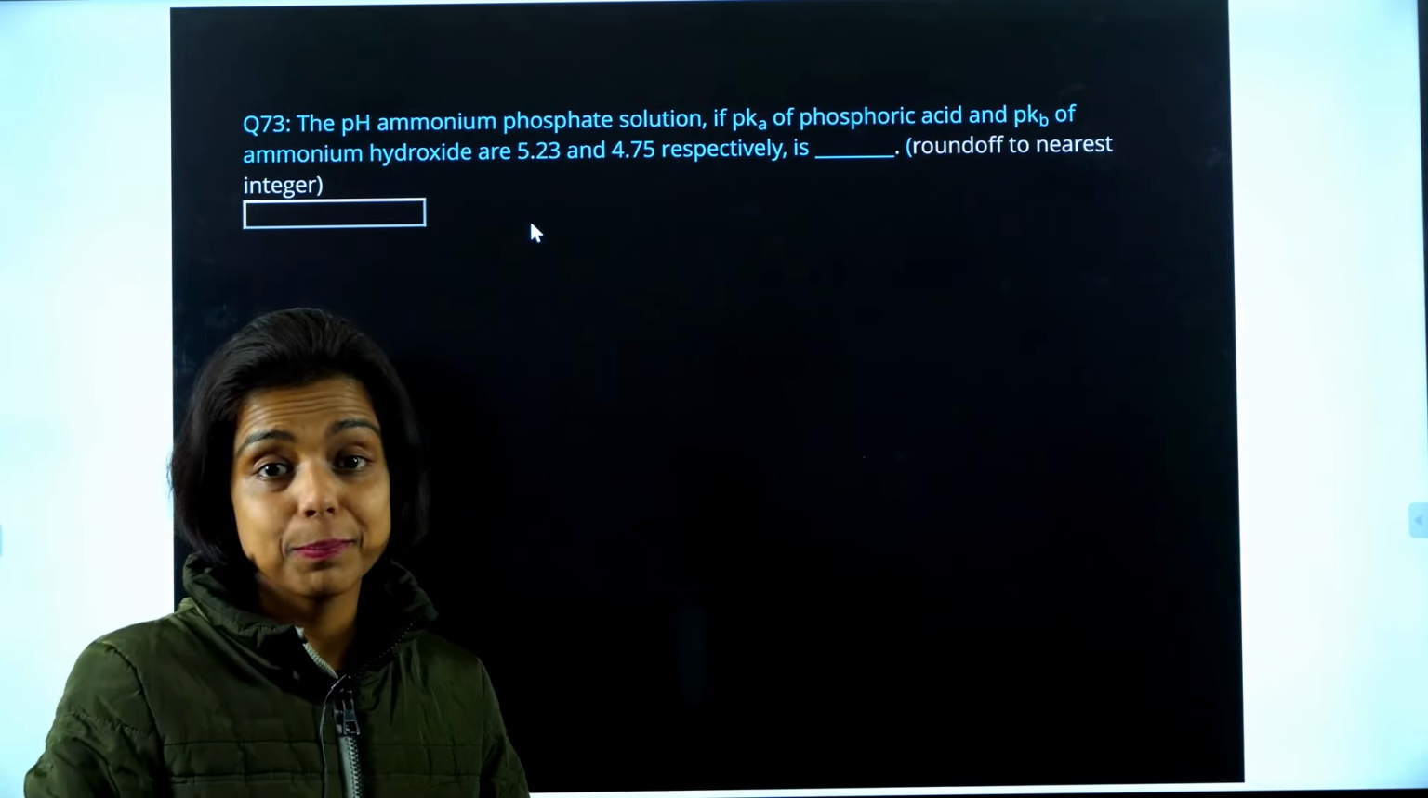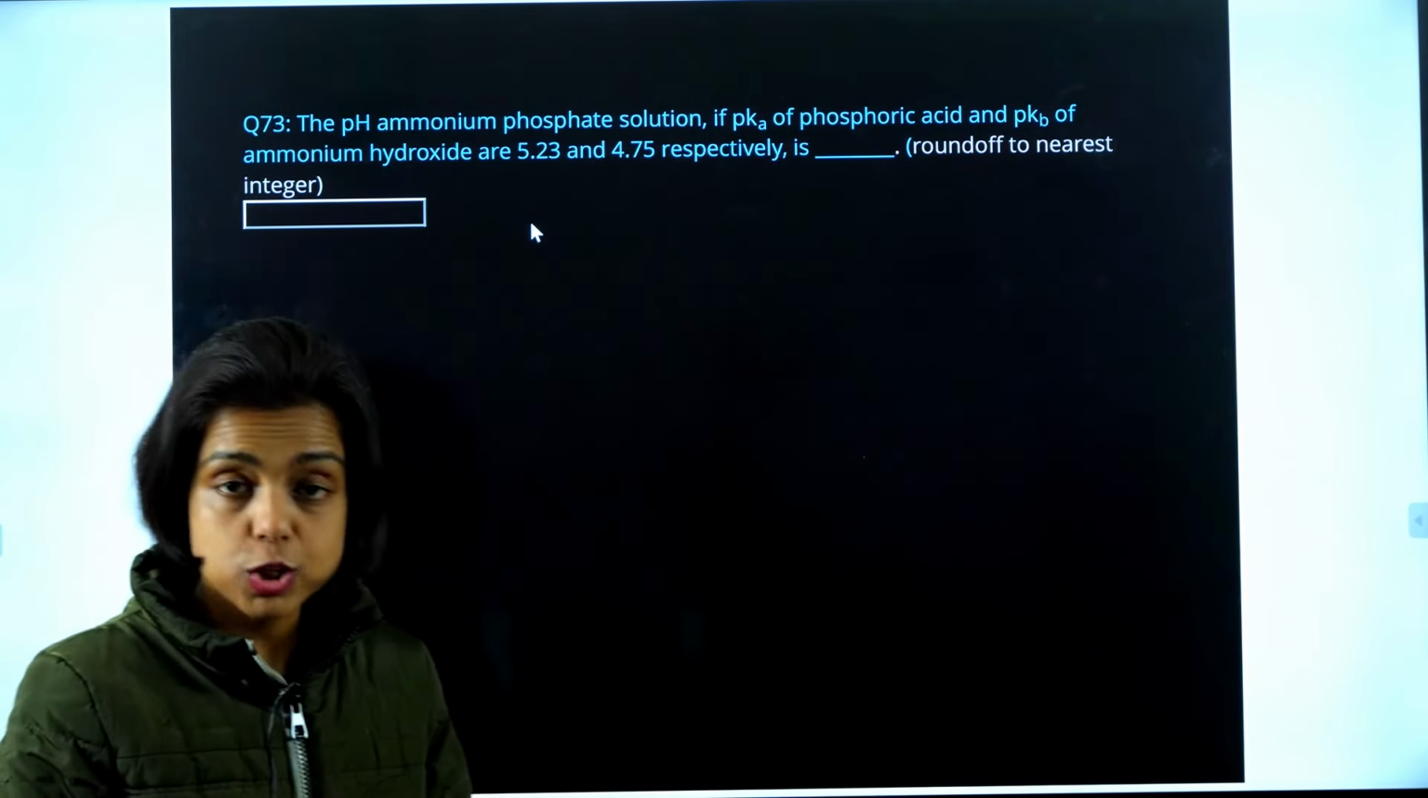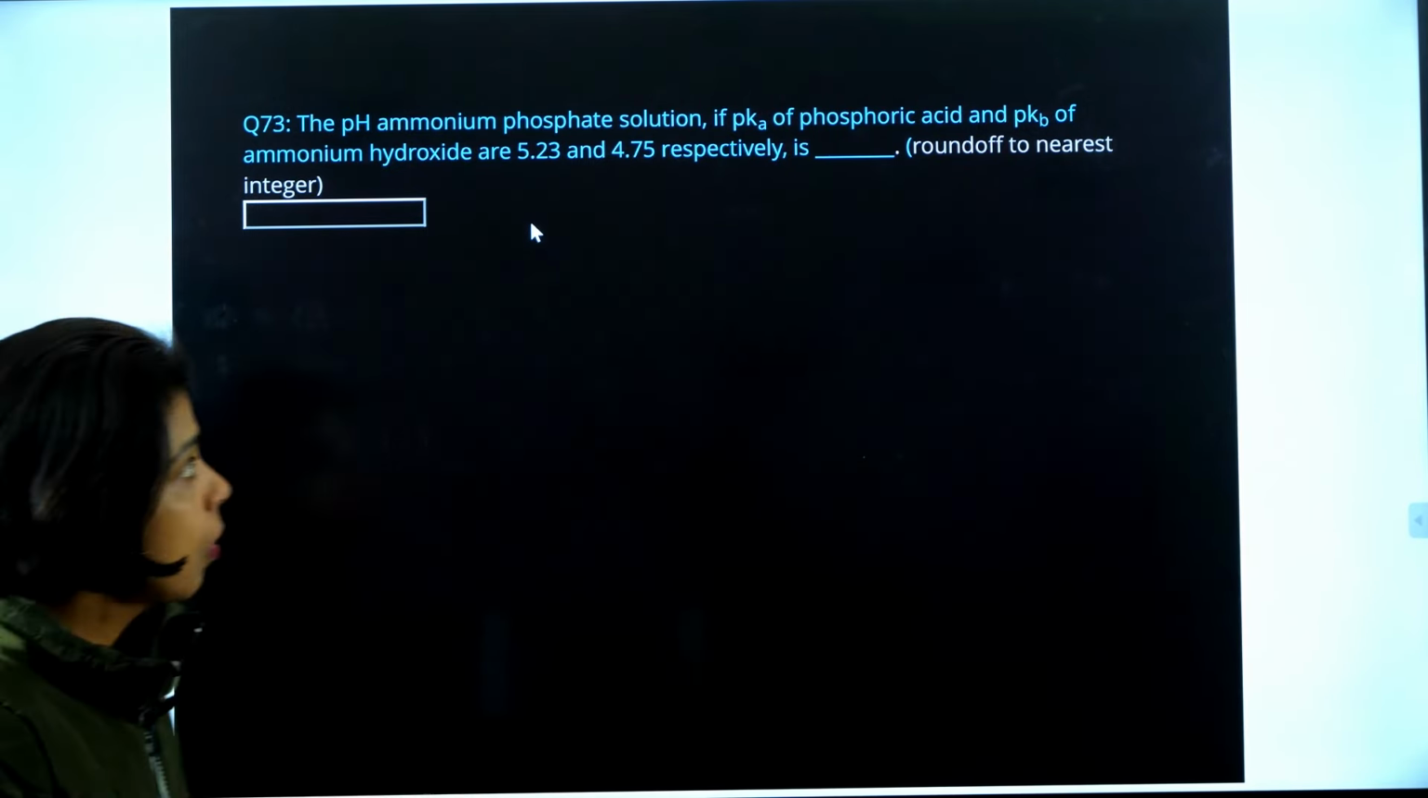You have to tell the pH of ammonium phosphate solution; pKa of phosphoric acid and pKb of ammonium hydroxide are given. So the salt whose pH we are supposed to calculate is a salt of a weak acid and a weak base. So apply the equation for weak-acid weak-base salt hydrolysis. For the salt of a weak acid and a weak base, you should know how to calculate it. Just put the values of pKa and pKb.